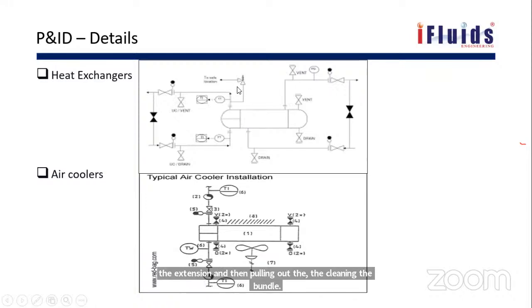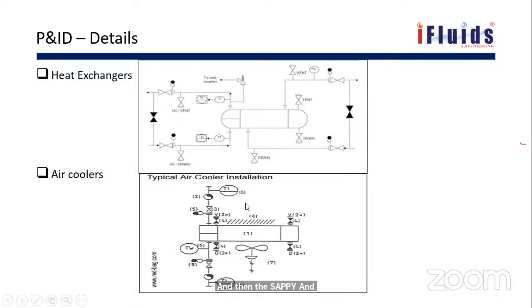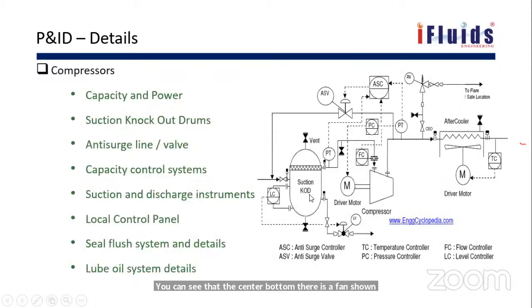And then the safety device, a finisher, that we also need to capture in the drawing. And then the bottom one is the typical air cooler drawing. You can see on the left-hand side, the top is the inlet and the bottom is the outlet. You can see at the center bottom there is a fan shown here. And then the compressor, you can see a typical compressor arrangement.